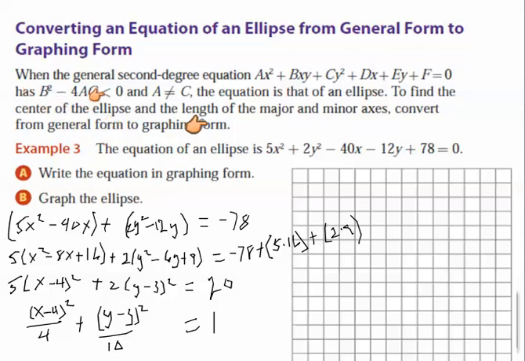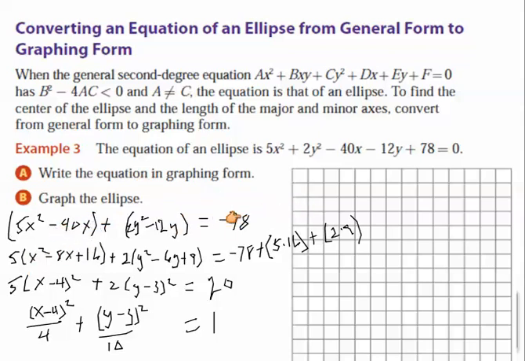It's definitely less than 0, and my a and my c are not the same. So that means I know I've got an ellipse in the first place. So 5x squared minus 40x plus 2y squared minus 12y. Okay? I just put that plus sign in there. I subtracted the 78 from both sides.